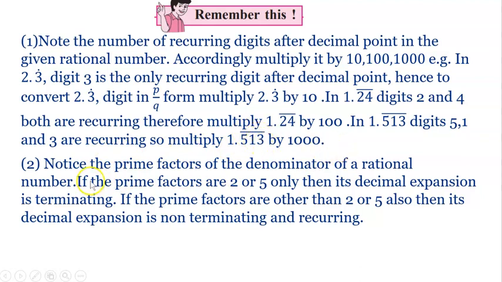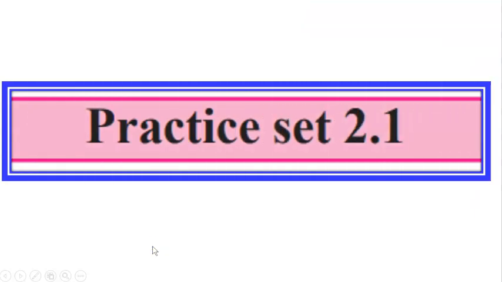Next, notice the prime factors of the denominator of the rational number. If the prime factors are 2 or 5 only, then its decimal expansion is terminating. And if the prime factors include numbers other than 2 or 5, then its decimal expansion is non-terminating and recurring. Remember this. Now we'll start practice set 2.1.